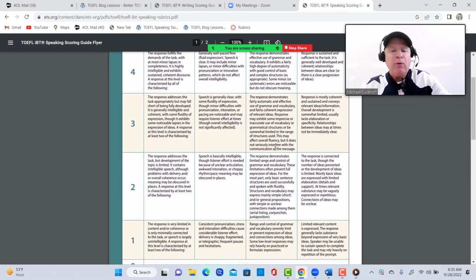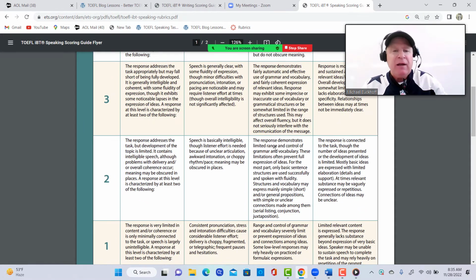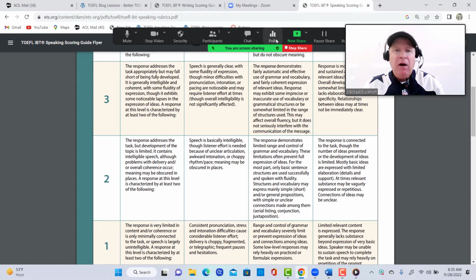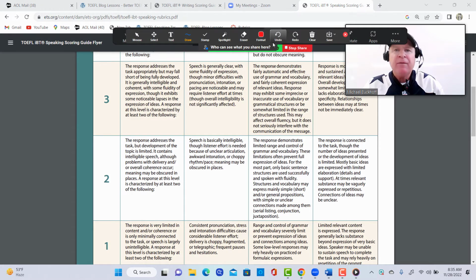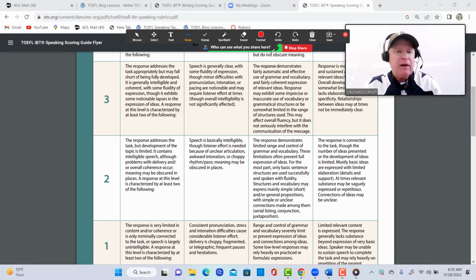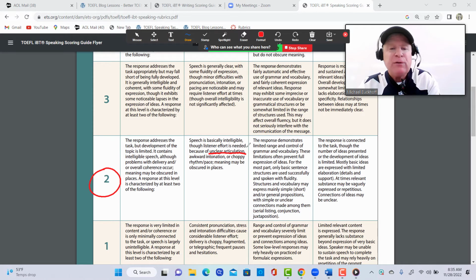Okay, let's take a look at the rubrics here. I think the same thing in the 2 area. You fit in that area in both the writing and the speaking. Why is that? Let's take a look at it. So 2, we have the speech is basically intelligible, though listener effort is needed because of unclear articulation. Yes, there's some words in there that I'm having a little bit of trouble understanding.